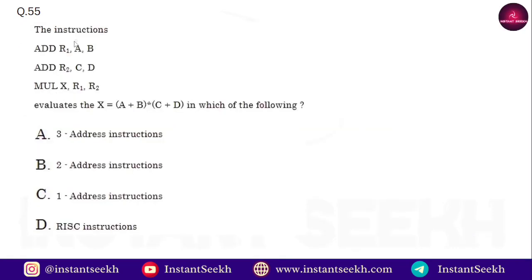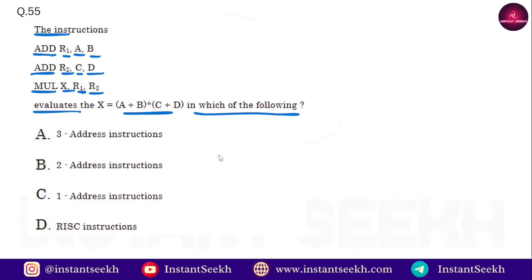We have been given microprocessor instructions. The instructions are add R1 comma A comma B, add R2 comma C comma D, multiply X R1 R2, which evaluates X equal to A plus B into C plus D. In which of the following is this: 3 address instruction, 2 address instruction, 1 address instruction, or RISC instruction?